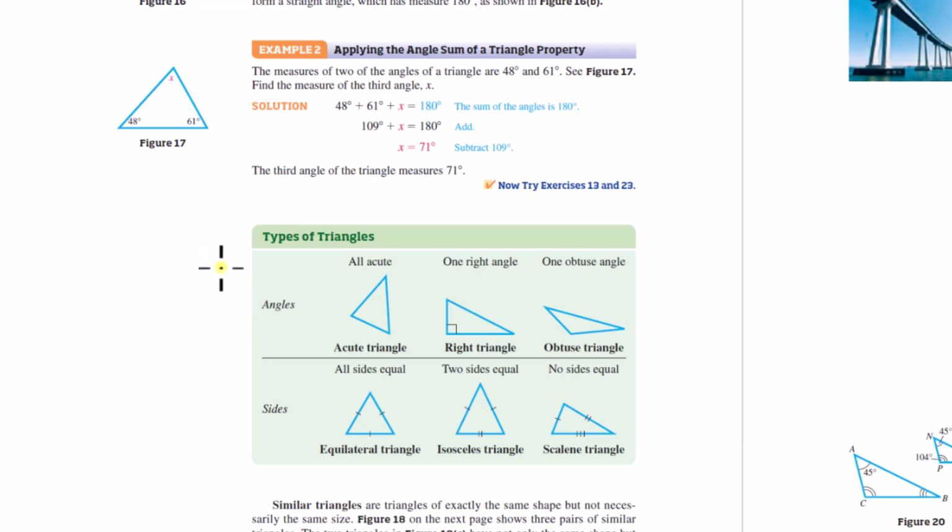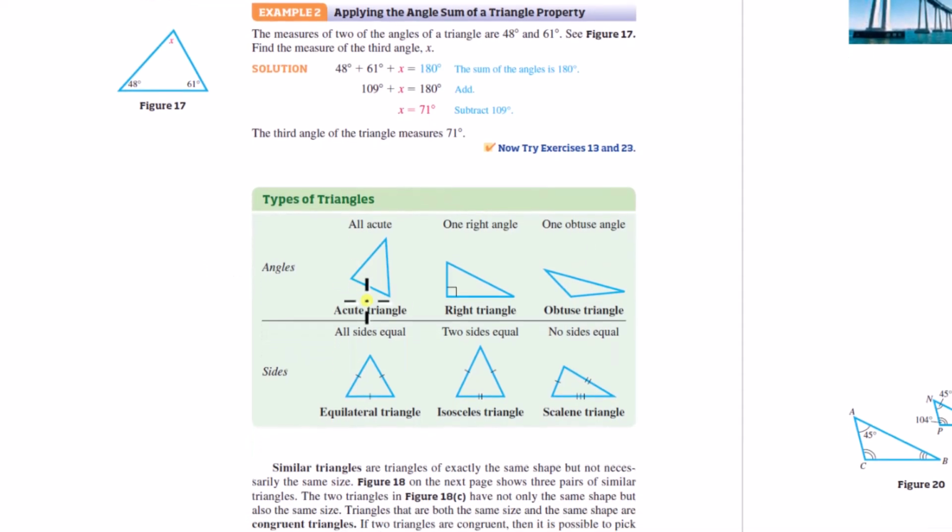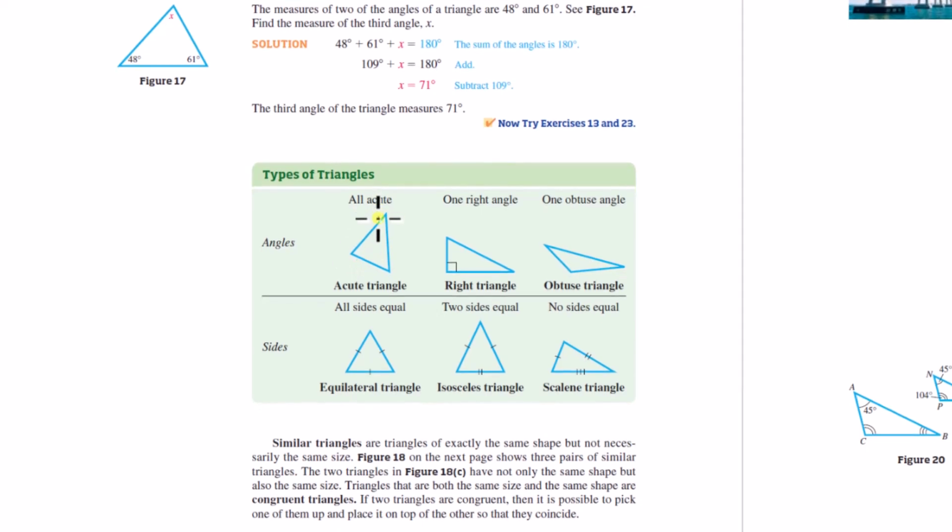Types of triangles. So an acute triangle means that all of the interior angles are acute. We just call those the interior angles, the angles of the triangle. A right triangle has one right angle, one 90-degree angle. An obtuse triangle has one obtuse angle. You can't have more than one obtuse angle in a triangle. Okay, so all acute angles is an acute triangle. One right angle is a right triangle. And then one obtuse angle is an obtuse triangle.